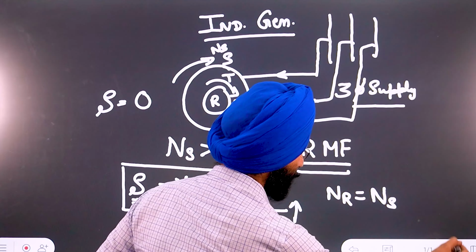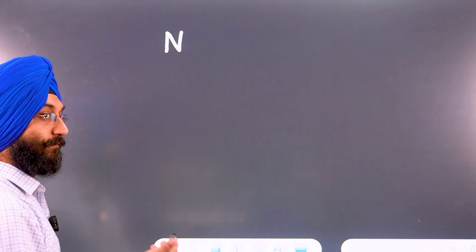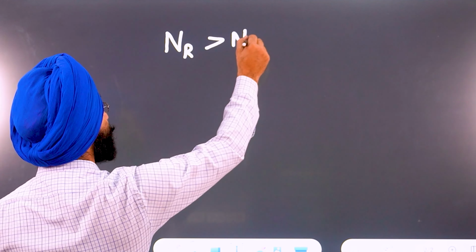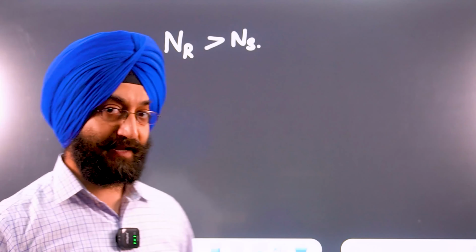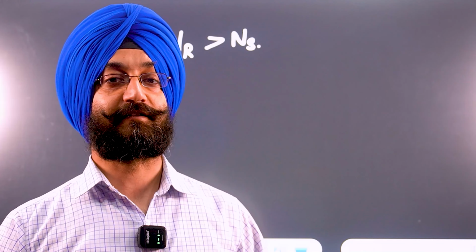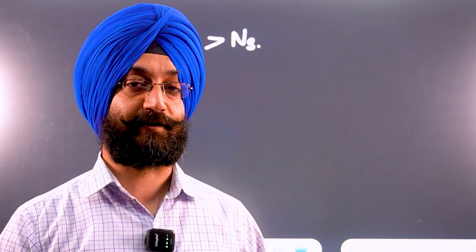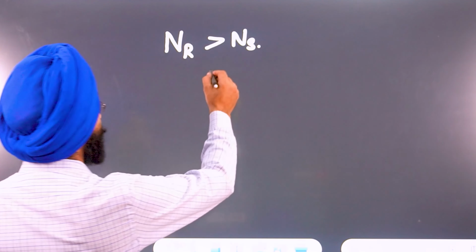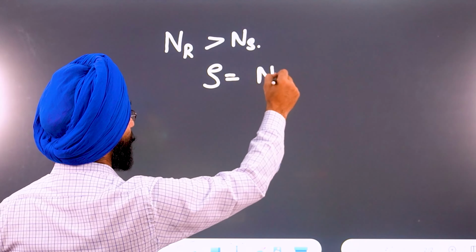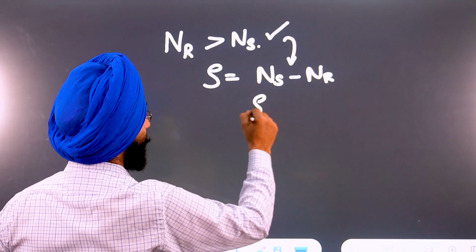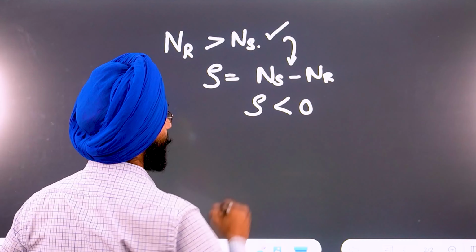Now, in the second case, let us say by using any external machinery, we have increased nr greater than ns, means we have forcefully made the rotational speed of the rotor greater than the synchronous speed, that is the speed of the RMF generated by the three-phase supply. What will happen then? The slip will become negative because the formula of slip is ns minus nr, and in this case slip will become less than 0.